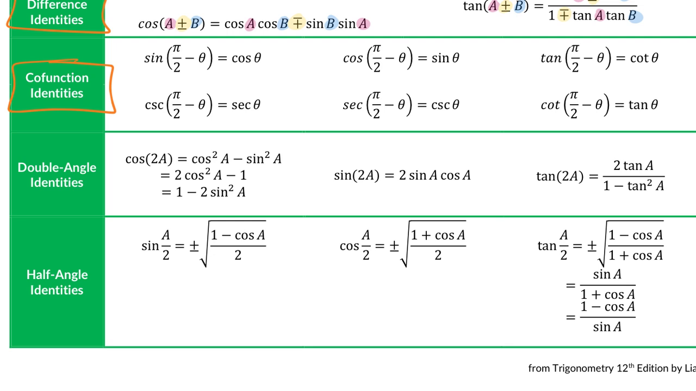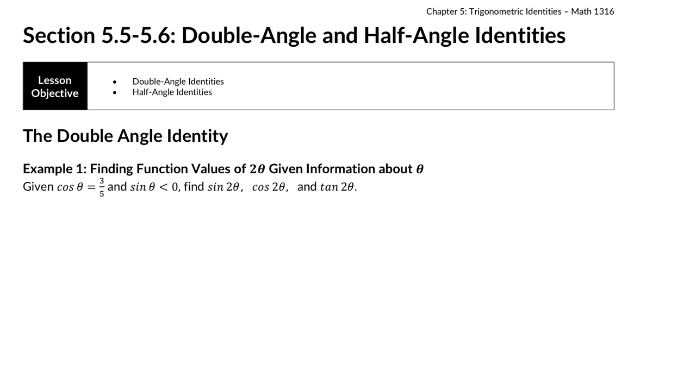Let's see what one of these looks like in real life. On example 1 for our double angle identity, it says that if you were given cosine of theta being equal to 3 over 5 and that sine of theta is less than 0, we want to find sine of 2 theta, cosine of 2 theta, and tangent of 2 theta. So we're going to use all 3 double angle identities for sine, cosine, and tangent to do this.